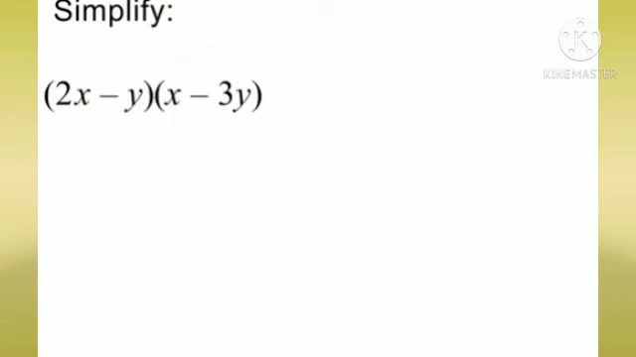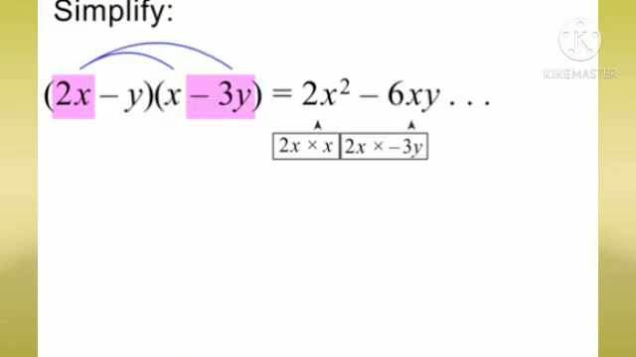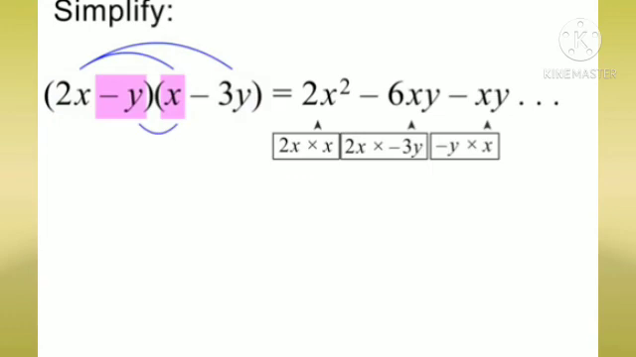Here is the next example. Please pause and try it on your own first. We begin with the first terms. 2x times x equals 2x squared. Then the outer terms. 2x times minus 3y equals minus 6xy. Then the inner terms. Minus y times x equals minus xy.